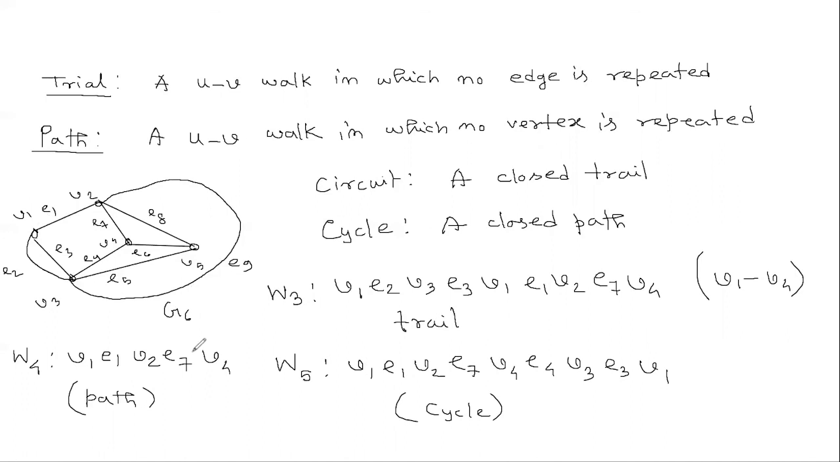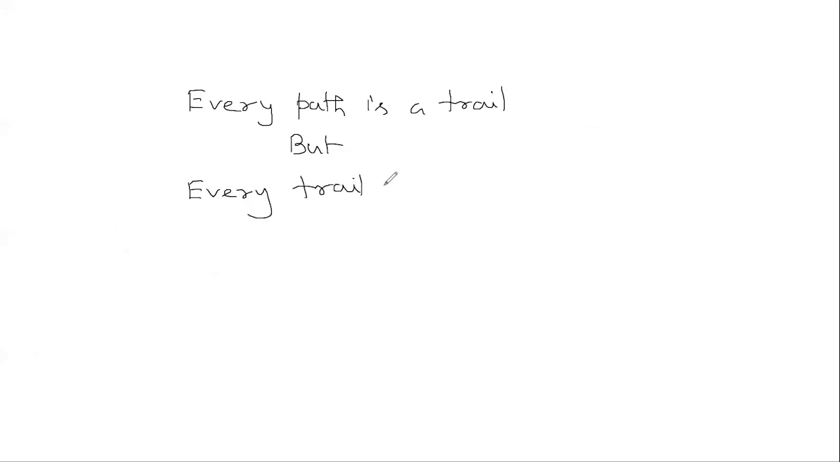So here we have another observation from W3 and W4. If no vertex is repeated, then no edge is repeated. So here we can conclude that every trail is not a path, but if we have a path, it has to be a trail. So every path is a trail, but every trail is not a path.